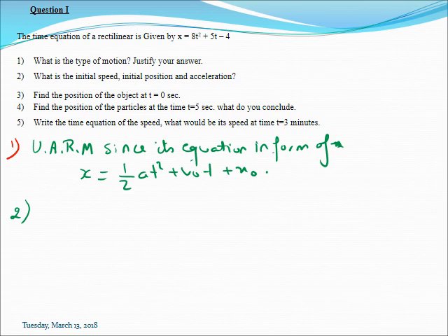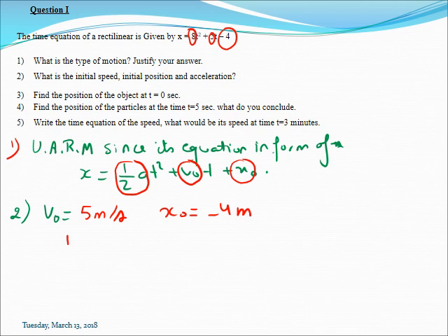Number 2. What is the initial speed, initial position, and acceleration? Initial speed v0 equals: compare. Half a is equal to 8. v0 t is equal to 5t. x0 is equal to minus 4. So v0 is equal to 5 meter per second. x0 equals minus 4 meter. Half a equals 8, so a equals 8 times 2 equals 16 meter per second square.